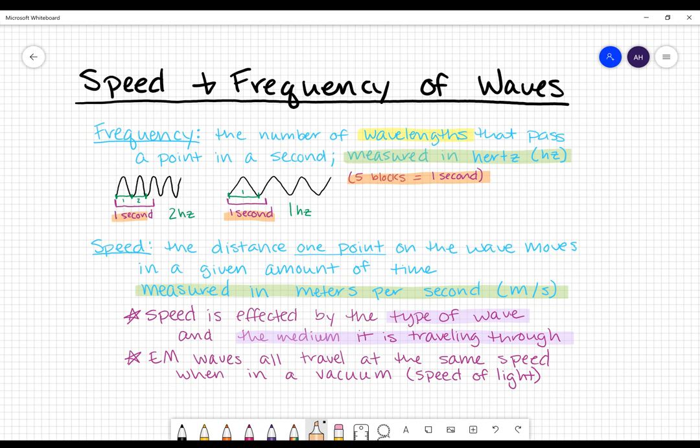All right, so if we are looking at how many wavelengths pass in a given second, on this first wave, we see there's 1, and then there is a second one. So since 2 wavelengths passed in 1 second, the frequency of this wave is 2 hertz. And if we look at the second wave in this diagram, we see that there's only 1 wavelength that passes in that 1 second amount of time. So the frequency of this wave is 1 hertz.